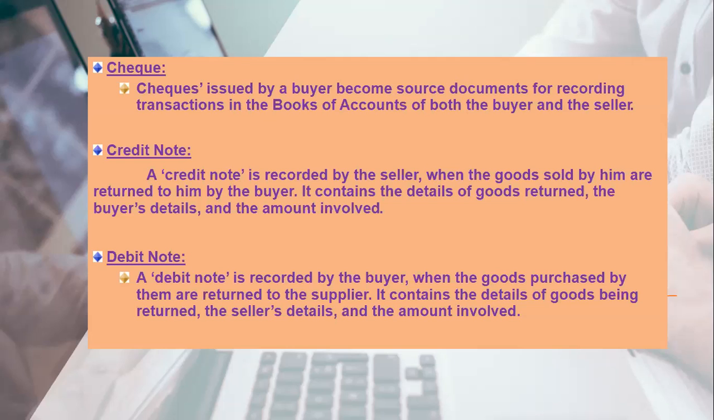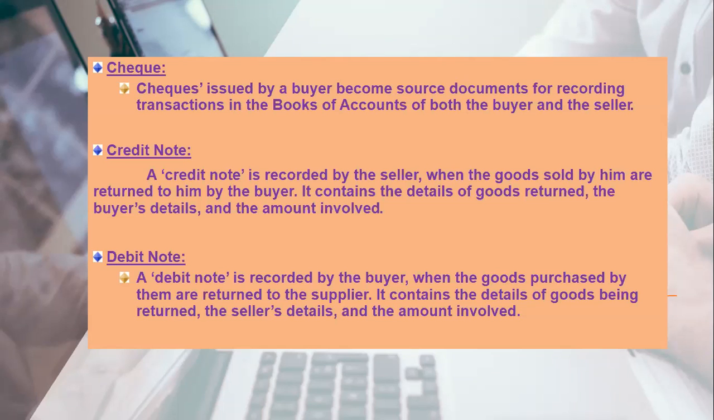Credit note. A credit note is recorded by the seller when the goods sold by him are returned to him by the buyer. Due to defects, poor quality and damage, when the customer returns the goods, the seller will raise the credit note. It contains the details of goods returned, the buyer details, as well as the amount involved.